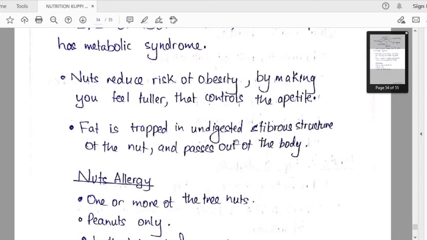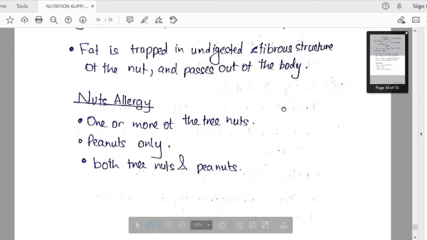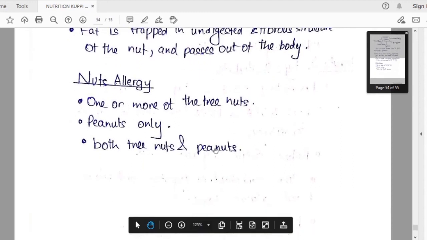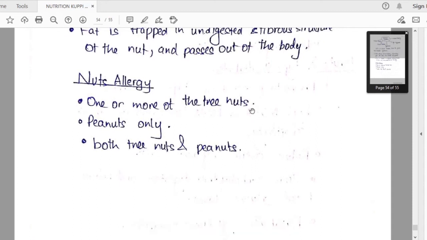That controls the appetite. Fat is trapped in undigested fibrous structures of the nut and passes out of the body. Nut allergies. One or more of tree nuts, natham peanuts only, natham both tree nuts and peanuts. Itukore nut allergies kiyanne me loki patte thiyena common prashnayak. Itukore godak kattiye peanuts walata allergic. Ekena peanut oil use karapuwa me egulange anaphylaxis athi vela.